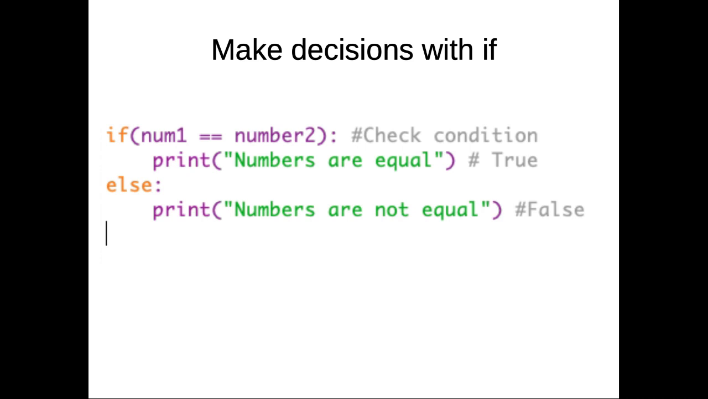Here is another example. If two numbers are equal, then print numbers are equal. Otherwise, print numbers are not equal. You can create more complex conditions by using the operators and, or, and not. Let's put this into practice.